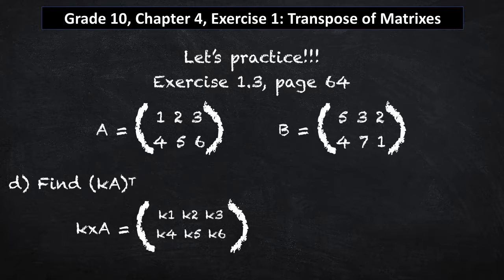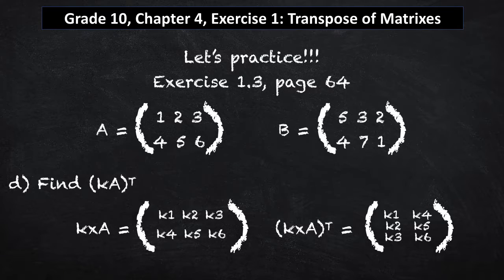And then, once I have the matrix K multiplied by A, I compute its transpose. So, since the matrix K multiplied by A is a 2 by 3 matrix, its transpose is a 3 by 2 matrix, where the rows of the matrix K by A become the columns of the matrix K by A transposed.